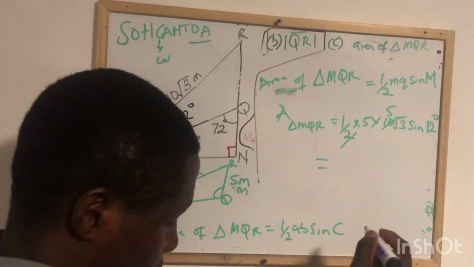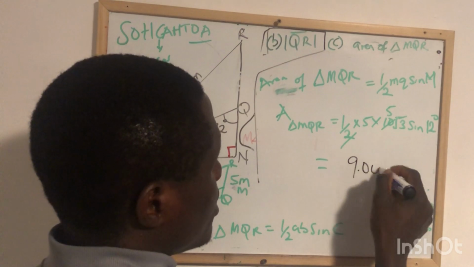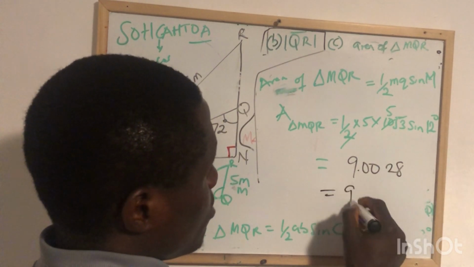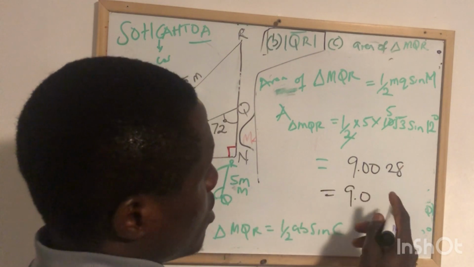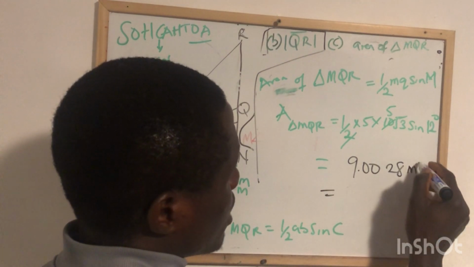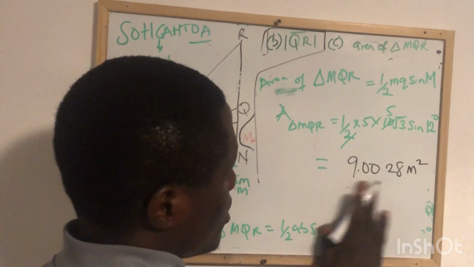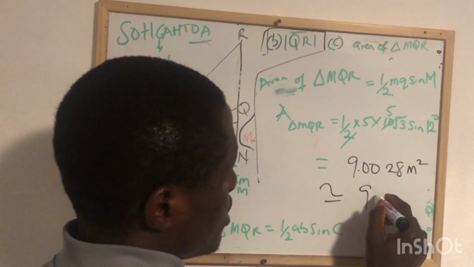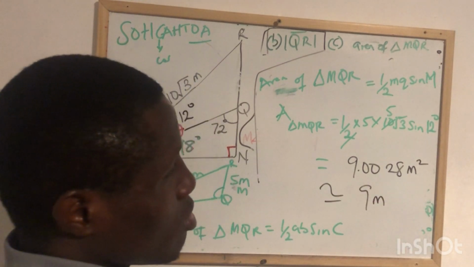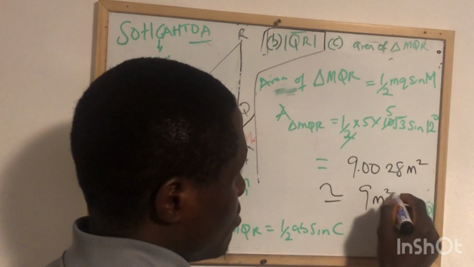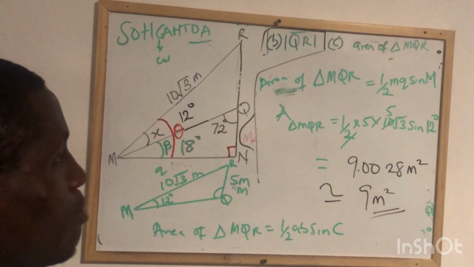Everything is going to give you 9.028. This one is going to be meter square now. 9 approximately. Don't put 9.0. If you put 9.0, it's going to be one decimal place again. So it is approximately 9 meters square. So that's that about the question.